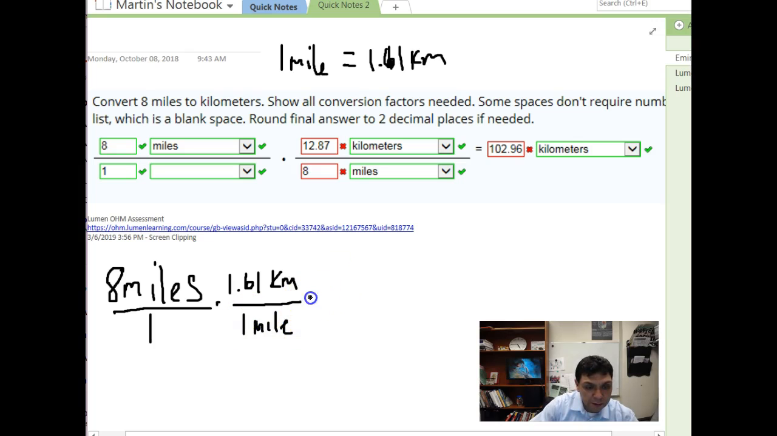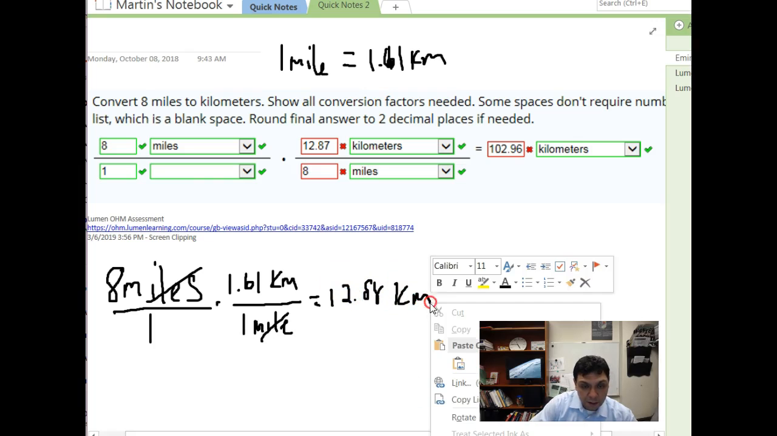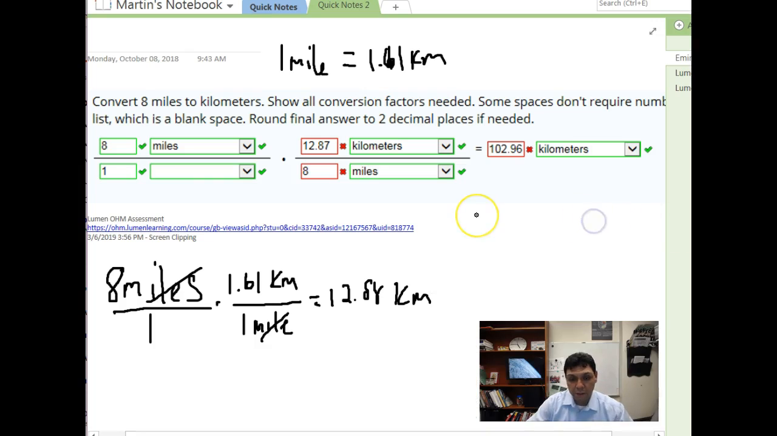When I multiply this by this expression, this is equal to 1. So what you end up with is 8 times 1.61. The miles cancel out like variables. This one you want to round to 2 decimal places, so we're going to do 8 times 1.61. I get 12.88 kilometers. So that's an example for the first one.